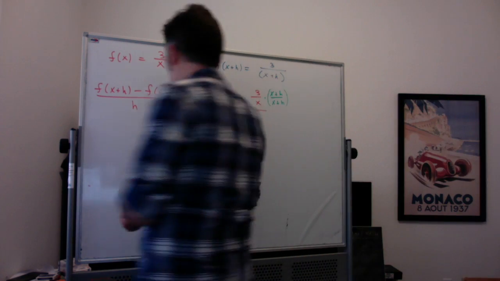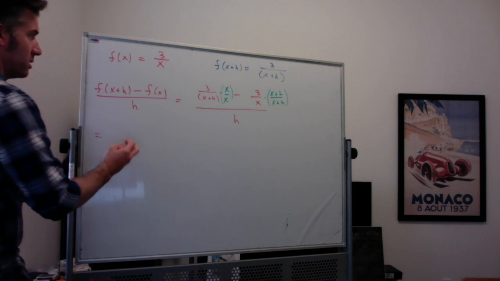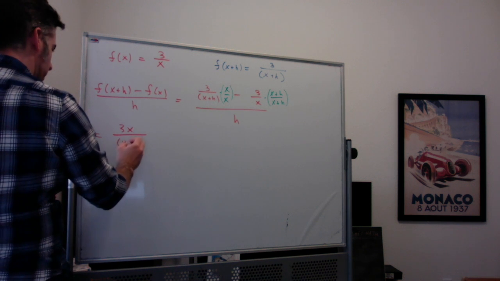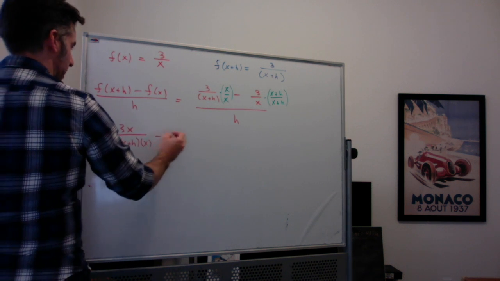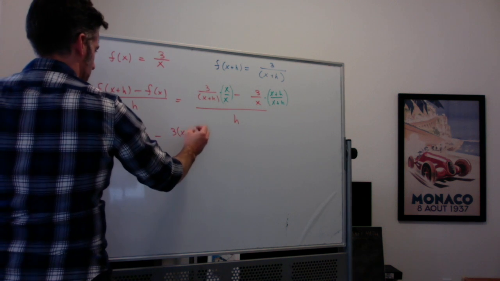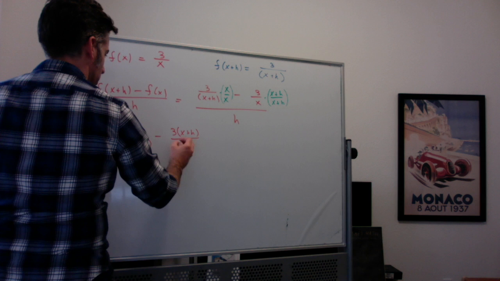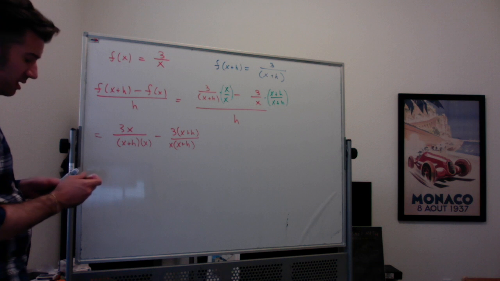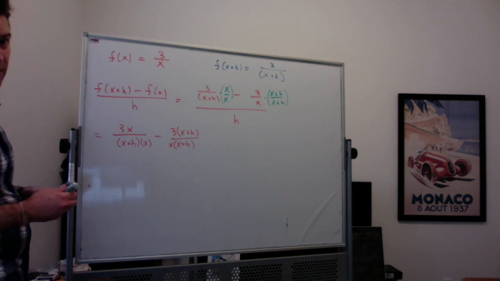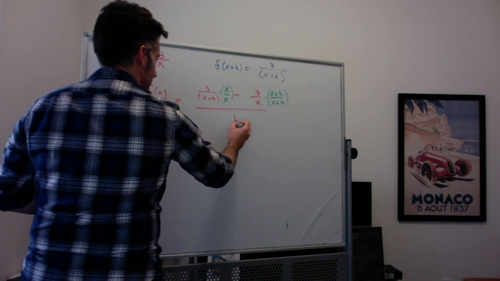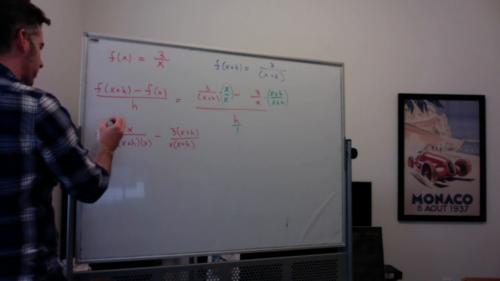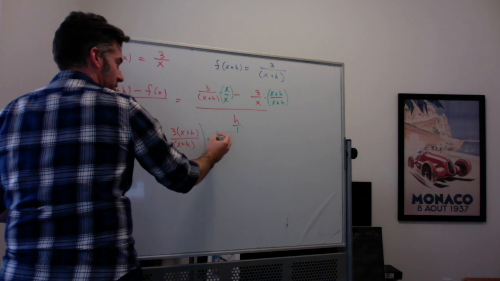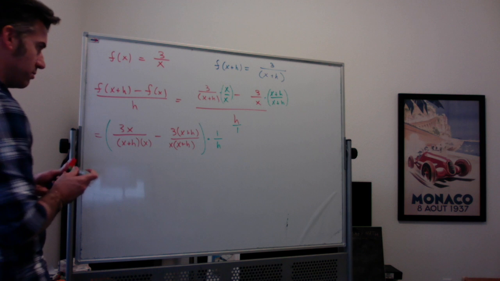So then, we're going to rewrite this as 3x, right, 3 times x, over x plus h times x, minus 3 times x plus h, over x plus h times x, which is the same thing, all over h. Now, instead of saying divided by h, I'd like to not have fractions and fractions. I would say this is h over 1. And so really all of this is going to be multiplied by, instead of dividing by this, I'm going to multiply by the reciprocal, which is 1 over h.